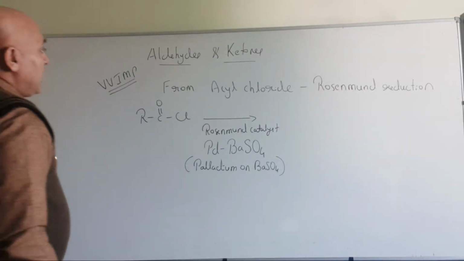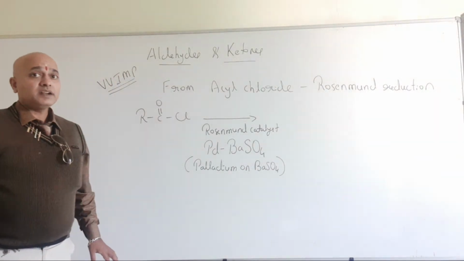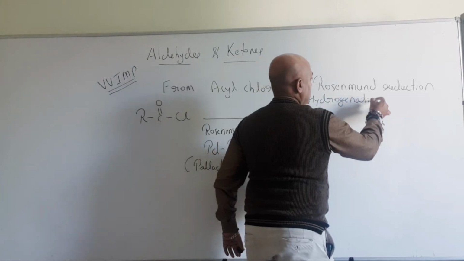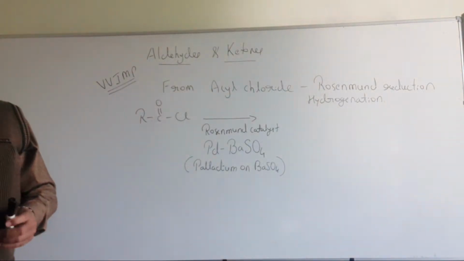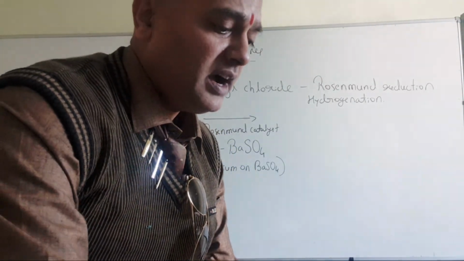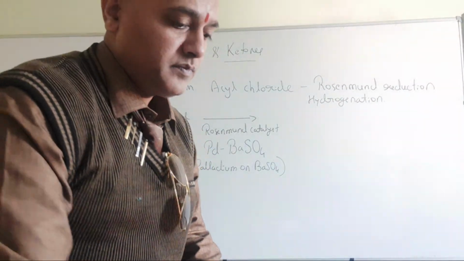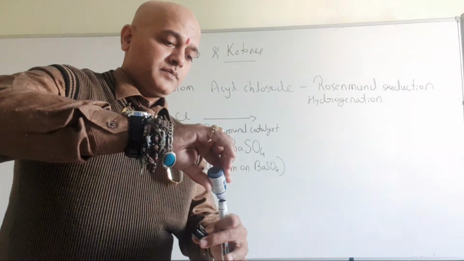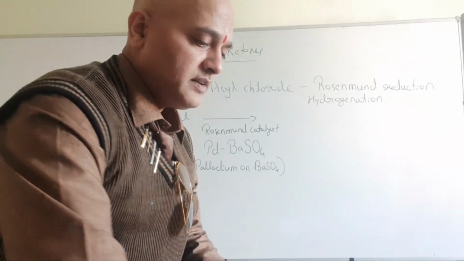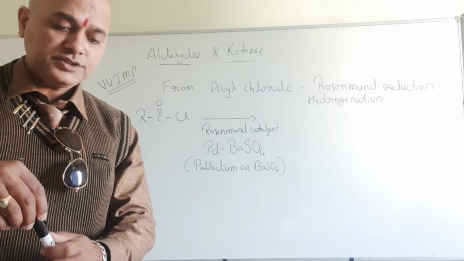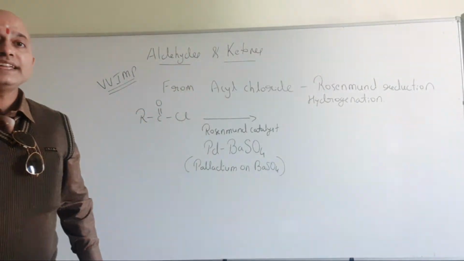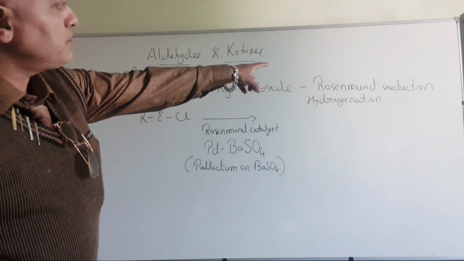Now I will tell you that Rosenmund reduction is nothing but a hydrogenation reaction. Can any one of you tell me what you mean by hydrogenation? Okay, it's a reduction, fine. But in the name itself it is there: addition of hydrogen. That is hydrogenation, a reduction. Therefore it is called Rosenmund reduction reaction.